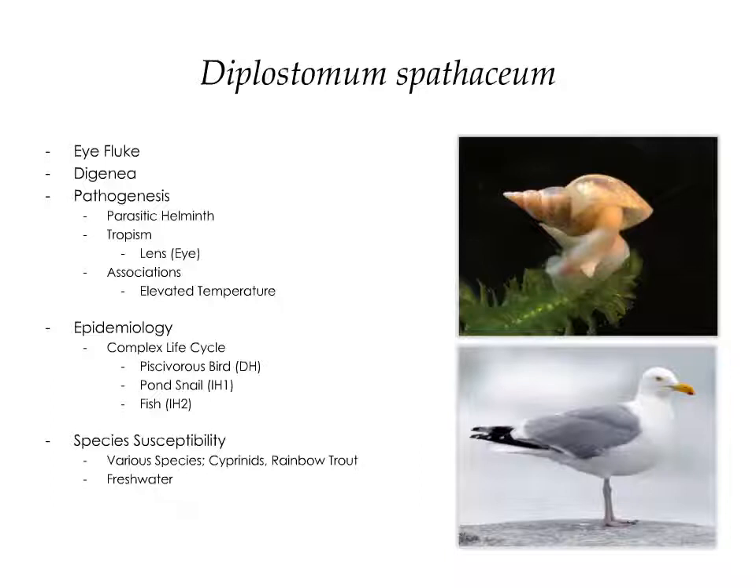In regards to epidemiology, the parasite has a complex life cycle. The definitive host is a piscivorous bird. The first intermediate host is the pond snail. The second intermediate host is the fish. Various species of fish within the freshwater environment are susceptible to infection, particularly cyprinids and the rainbow trout.